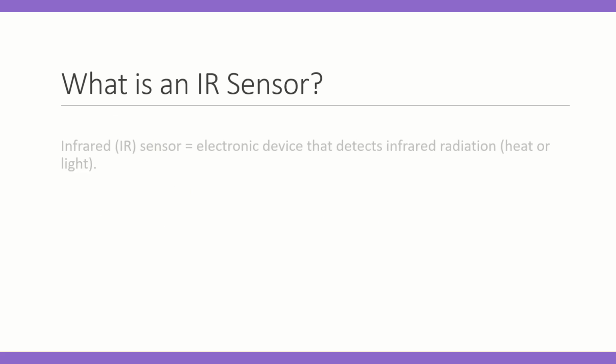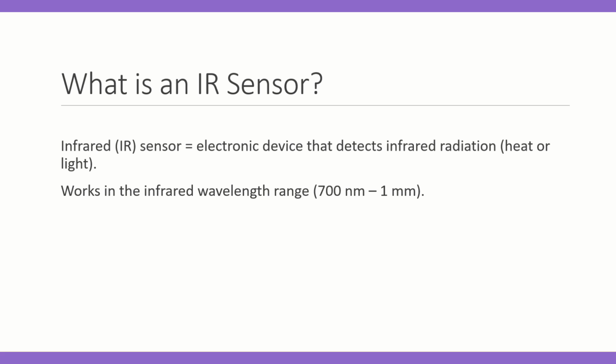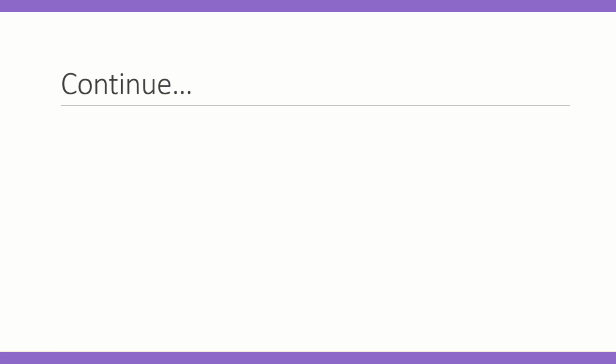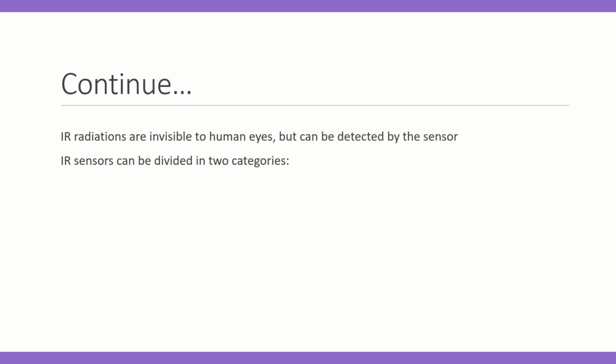What is an IR sensor? An IR sensor is an electronic device that detects infrared radiation, and works in the infrared wavelength range. There are two types of IR sensors: active IR sensor and passive IR sensor. Active IR sensors consist of an emitter and detector, while passive IR sensors consist of only the detector part. IR radiations are invisible to human eyes but can be detected by the sensor.